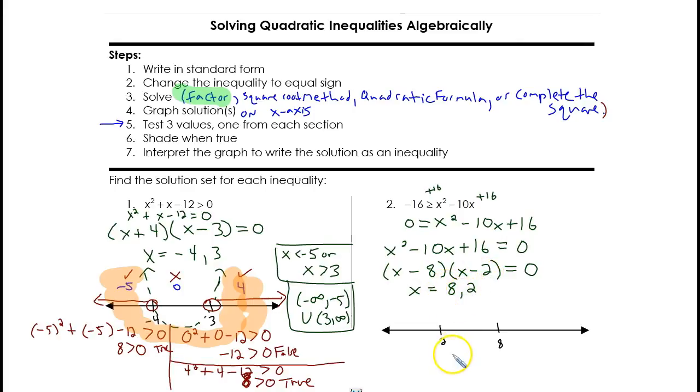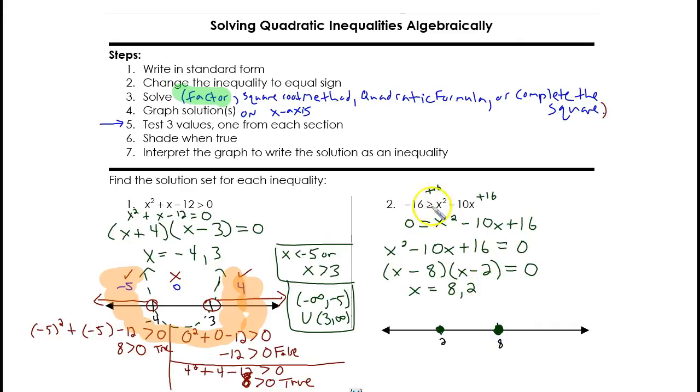8 and 2. On the number line, I put the 2 to the left of the 8, and I'm going to pick 3 numbers to try that are not 2 and 8. Now, I can go ahead and know that since this is greater than or equal to, that 2 and 8 are included as solutions.